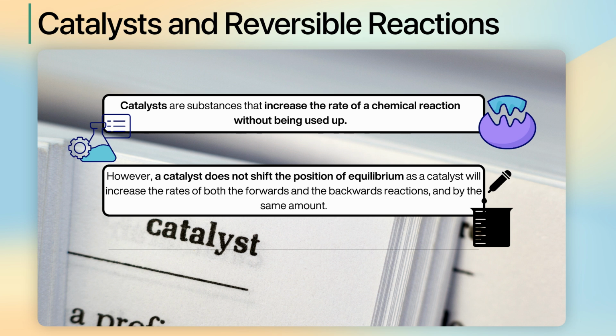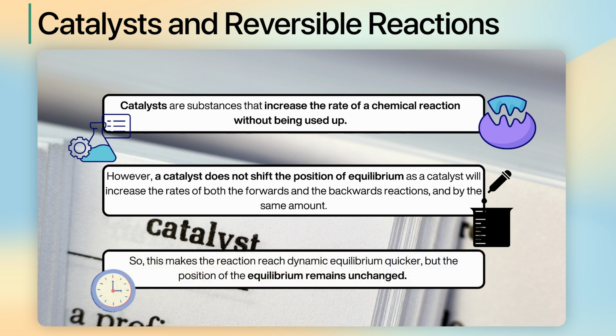The reasoning is that a catalyst will increase the rates of both the forwards and the backwards reactions, and by the same amount. Essentially, this makes the reaction reach dynamic equilibrium quicker, but the position of the equilibrium remains unchanged. By understanding these fundamental aspects, we can predict how a system will react to changes in concentration, temperature, and pressure.